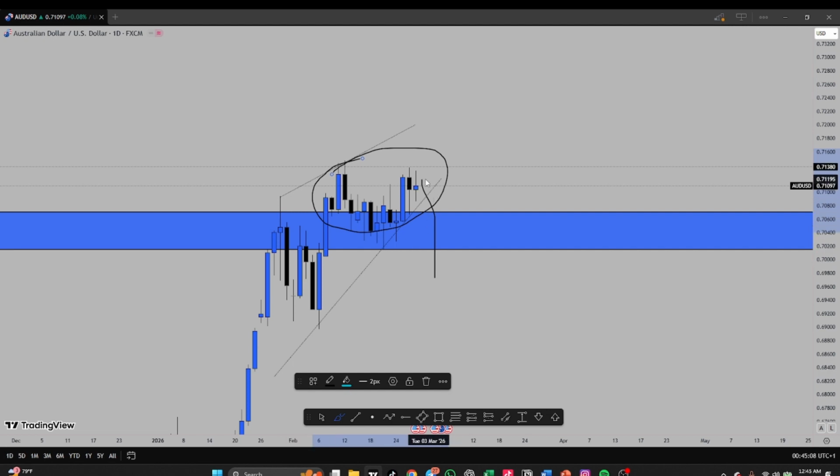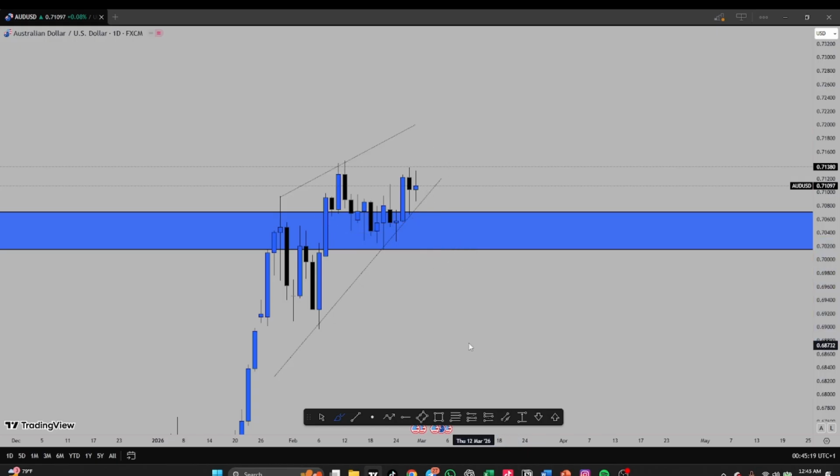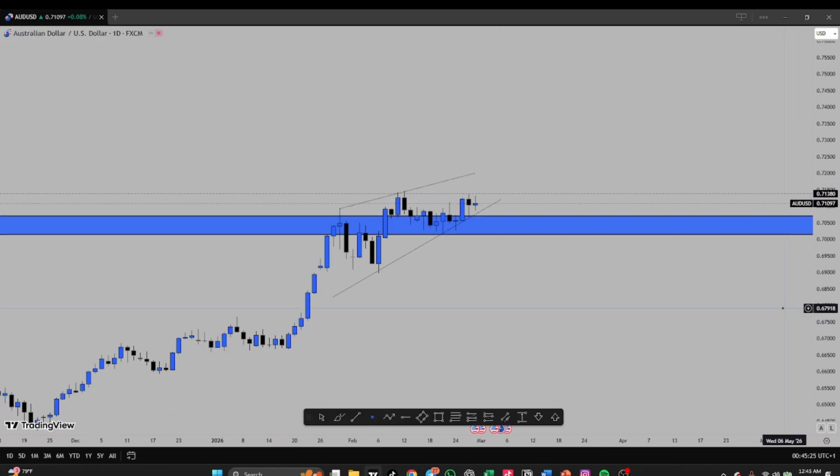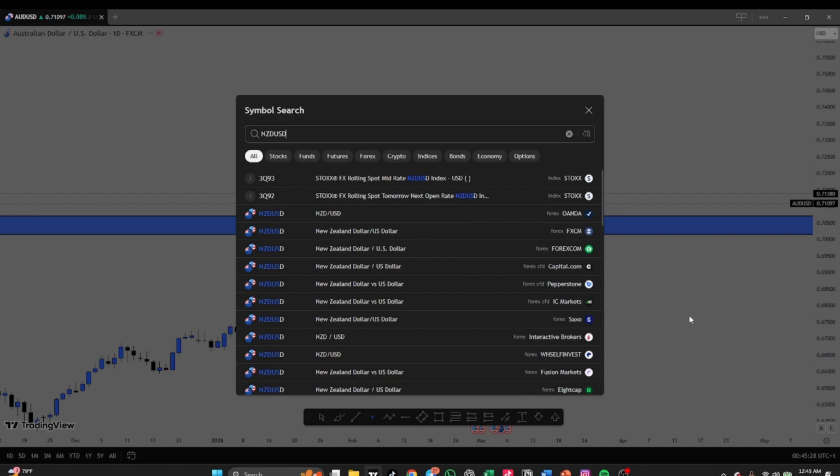So when we break massively to the downside, I will wait for a retest, possibly to look for a mini chart pattern, and I'm going to take a short opportunity. Currently I'm bearish on AUD/USD. Next one is NZD/USD.